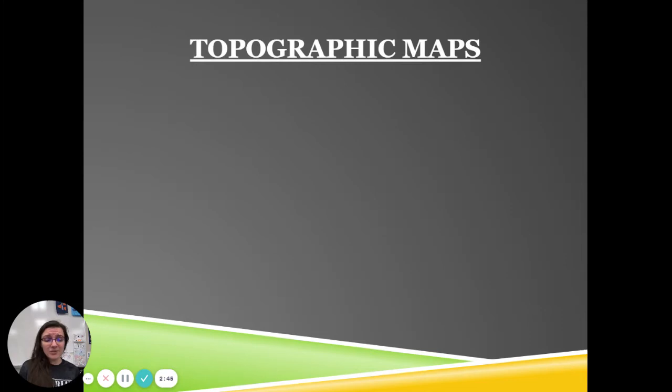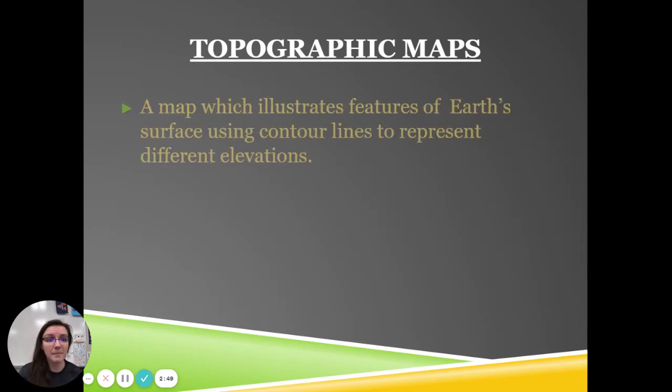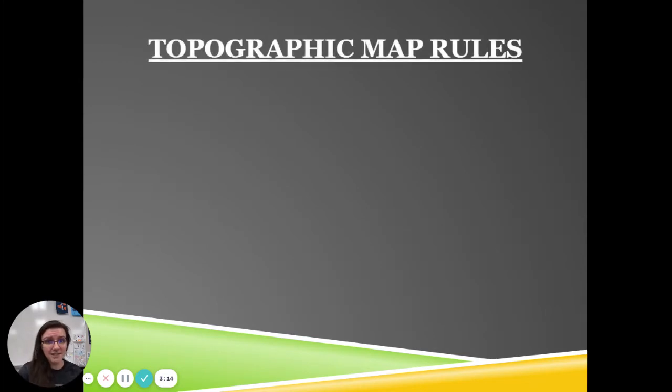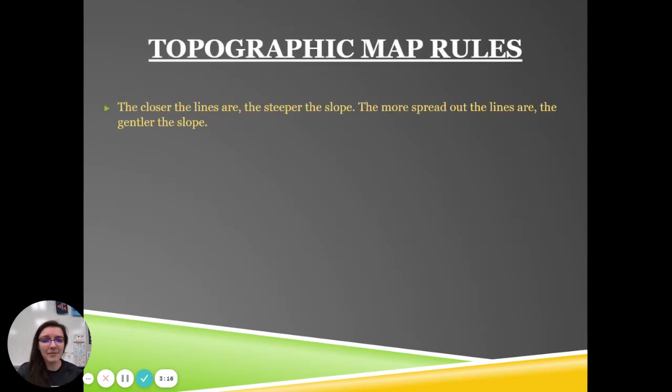And then we can use satellite images to make topographic, or some people say topographic, maps. These are maps that show the features of the surface using contour lines to represent different elevations. So it is a flat map that is able to show you the elevation or the height of different areas. It's useful for finding resources, engineering, planning cities, determining the best way to hike a mountain, all sorts of different things. There are a couple rules that we follow when making topographic maps.